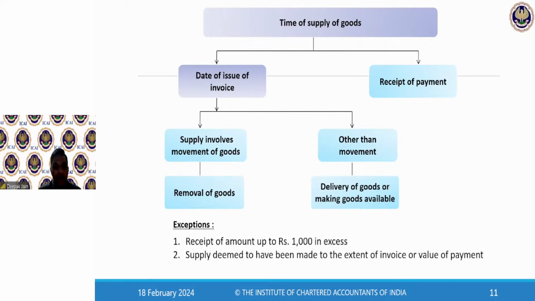Again, the exception here is the same, that 1,000 rupees, and supply is deemed to have been made to the extent of invoice or value of payment, which means what? In case of advance that will come, again here no advance, so we'll understand this in services. Now, in case of removal of goods, say I have delivered the goods today, but I have not raised the invoice today, I've raised the invoice after 1 month. So when should I pay GST on this?